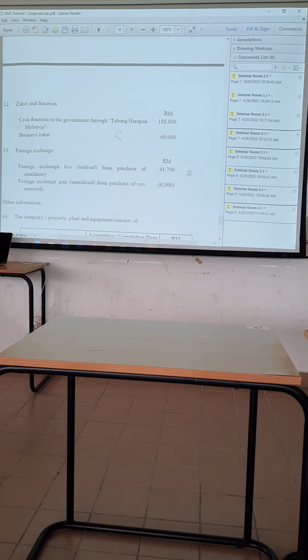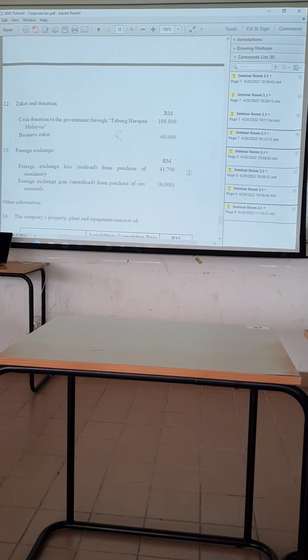But business zakat, you can claim but restricted to 2.5% of your aggregate income. So you have to check what your aggregate income is. Then you have to show me 2.5% of that as your zakat claim. It doesn't matter whether your aggregate income is correct or wrong, but you have to show me zakat at 2.5% of that amount.